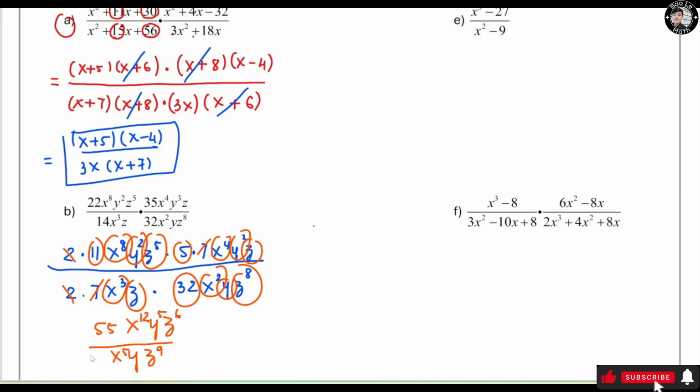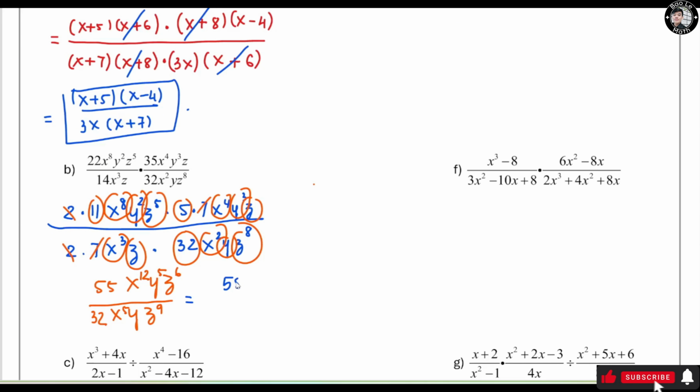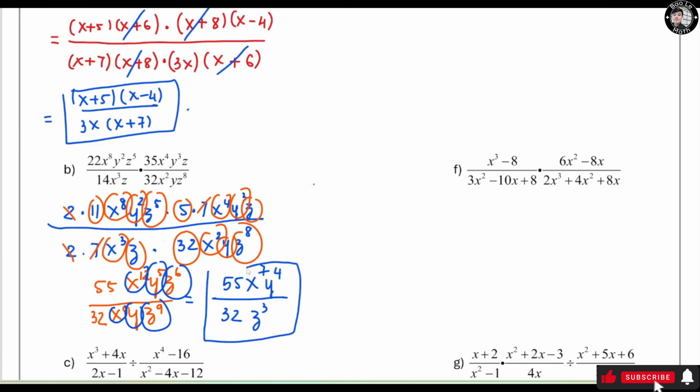And you have 32 left right here. I just rewrite 55 over 32, right? Because they don't have a common factor, so I just leave it. X to the 12 divided by x to the 5th, you have x to the 7 on the top, right? Y to the 5th over y, you have y to the 4 on the top, right? Z to the 6th and z to the 9, you have z cubed on the bottom. This one is the final answer.